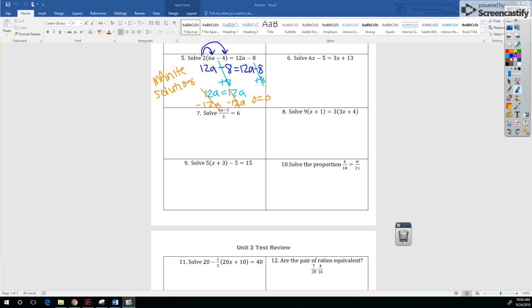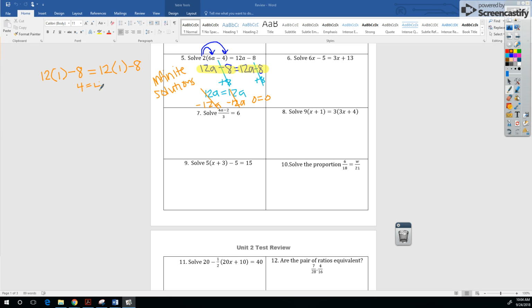Why? Because the expression on both sides is exactly the same. It doesn't matter what number I substitute in here for a, I'm always going to get an equivalent answer. So, for example, if I substituted a equals 1, 12 times 1 minus 8 is always going to be the same as 12 times 1 minus 8.